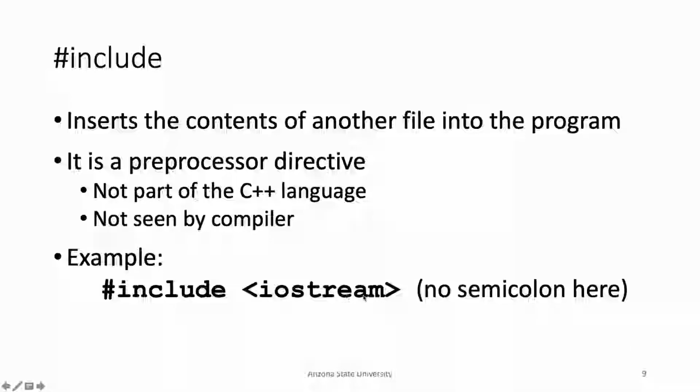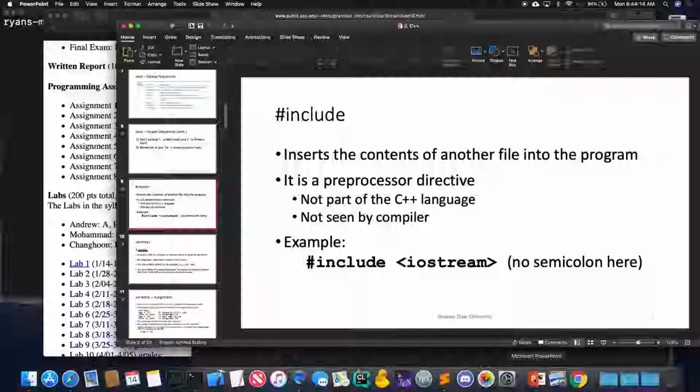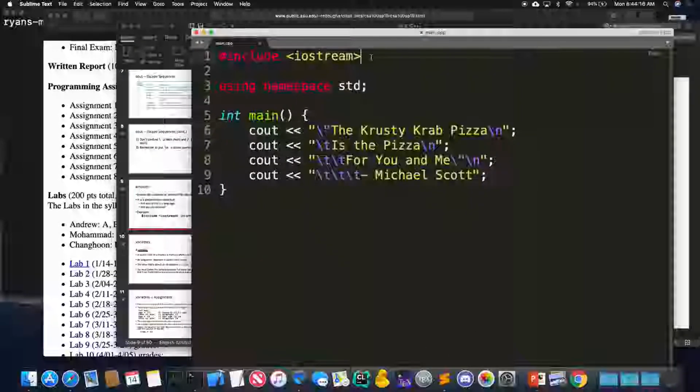So this is just an example. And so we'll be talking about a whole bunch of these directives throughout the class. The first one, obviously, we've seen is IOStream, but we'll see many more throughout the class. Here, there's no semicolon. So this is not actually a statement. It's just a preprocessor directive.